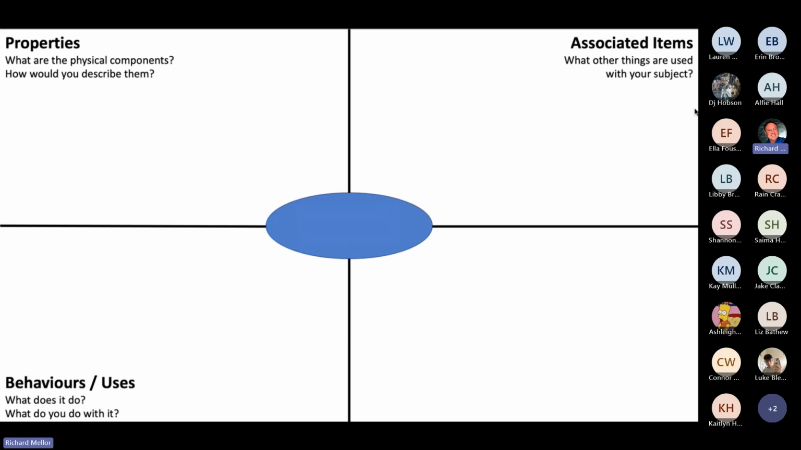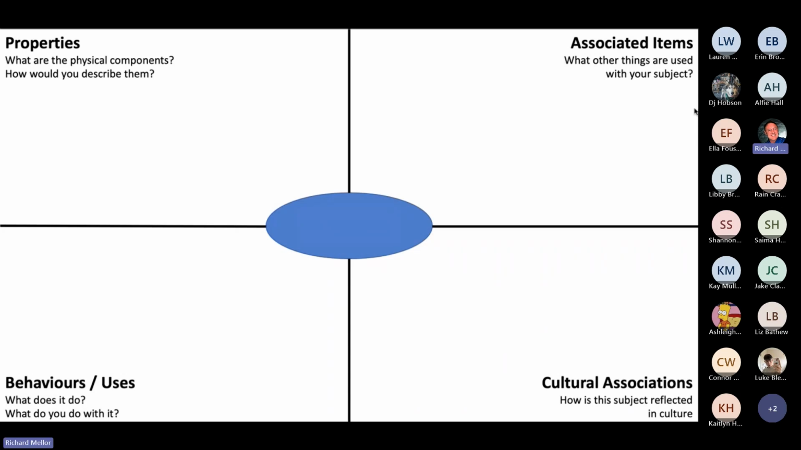And what does it do? What do you do with it? And in the bottom right-hand corner, you'd actually write down lots of cultural associations. Now, that can include movies, it can include books, it can include TV shows, anything that is current, topical, or even historical.